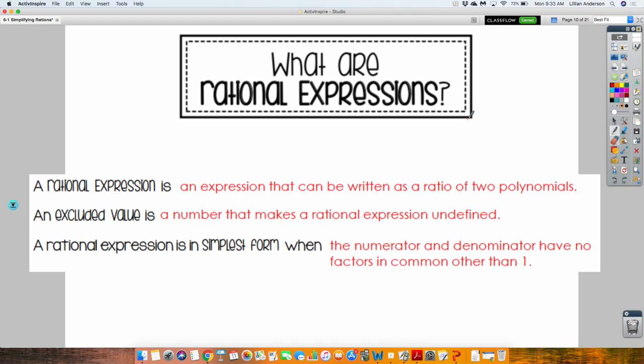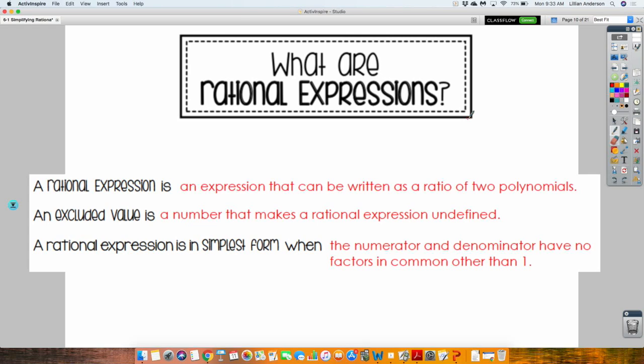So basically you're going to be dealing with functions that are fractions, with a polynomial on the top and a polynomial on the bottom. An excluded value is a number that makes a rational expression undefined. Since we're dealing with a fraction, what number cannot be in the denominator? 0. So an excluded value is whatever's going to make the denominator 0.